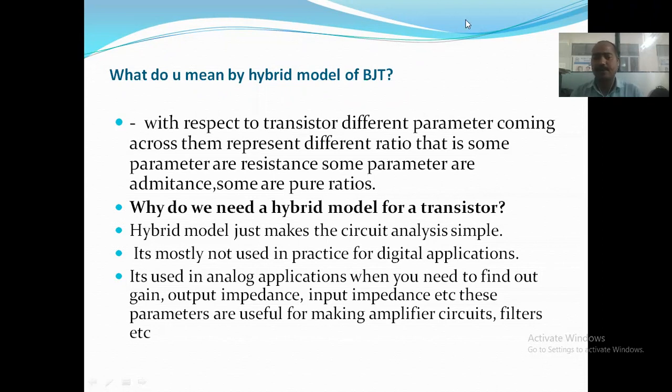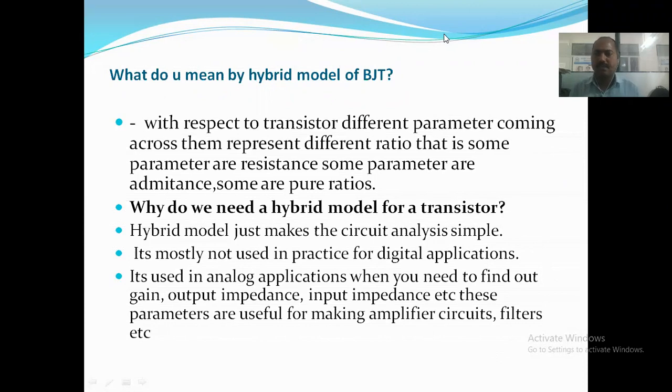Why is it so? Because in such analysis, everything should be of the same type: it should be impedance, or resistance, or I2 upon V2, which is nothing but admittance. Any quantity should be the same type, so we have to use the same type of parameter. But in this case, all the parameters coming with respect to the transistor, that is the BJT, are different.